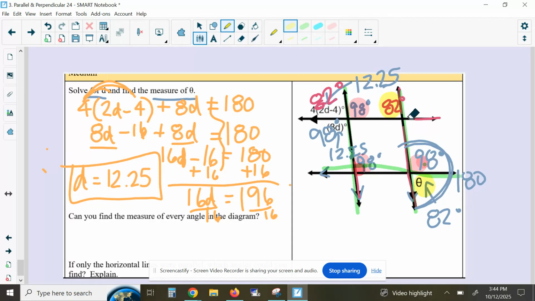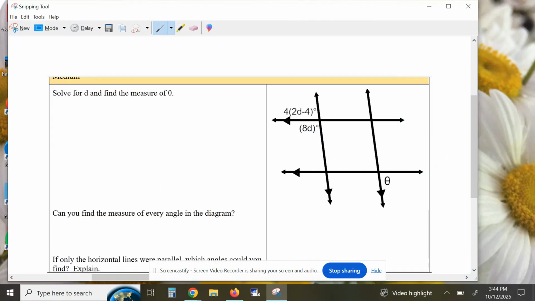There are many ways to get to all of the angles in this picture. So it says, can you find the measure of every angle in the diagram? You sure can, because when we have these angles cut by transversals, I'm going to go ahead and label all of the ones that are yellow. This one is going to be congruent to this one.